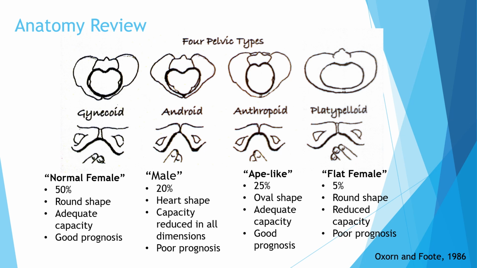A platypelloid is a flatter female pelvis. You have kind of a narrowed space between the symphysis pubis and the posterior, the coccyx. There's just not much room, but there's lots side to side. So 5% of women have this, so it's not as common to see. It's a round shape, reduced capacity. It's a poor prognosis. It's harder for the baby to rotate, especially in today's hospital delivery setting where women are in a lithotomy, lying on their back. You're already narrowed with this pelvic position, and then lying on your back narrows it more with gravity.